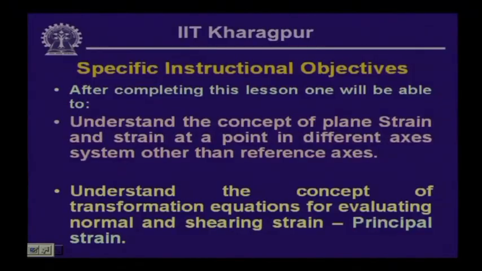One should be able to understand the concept of transformation equations. In fact, for evaluating the strain at different orientation of axis, we need to evolve the equations which we term as transformation equations for evaluating normal and shearing strain, and thereby we will come across the maximum value of the normal strain, which in analogous with the stresses we will term them as principal strain. So, we will look into how to evaluate the values of principal strain and at which orientation these principal strains act at that particular point.